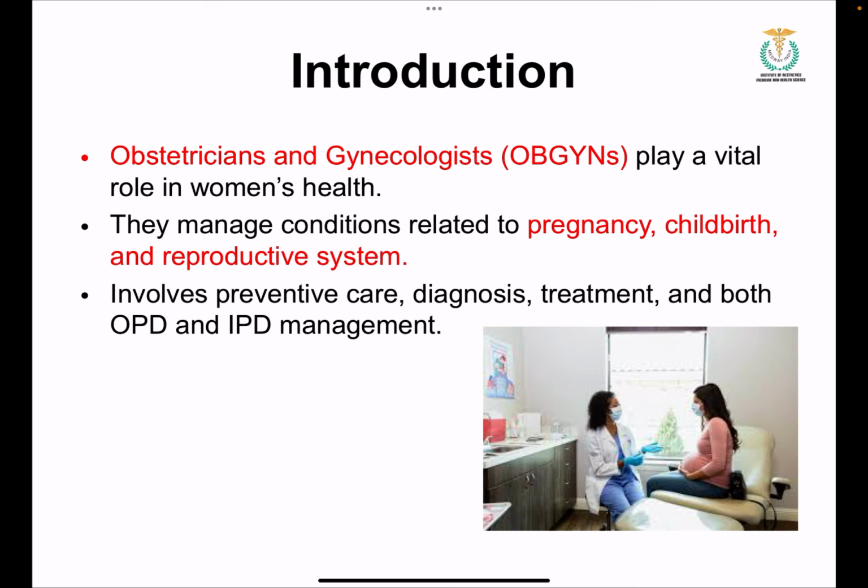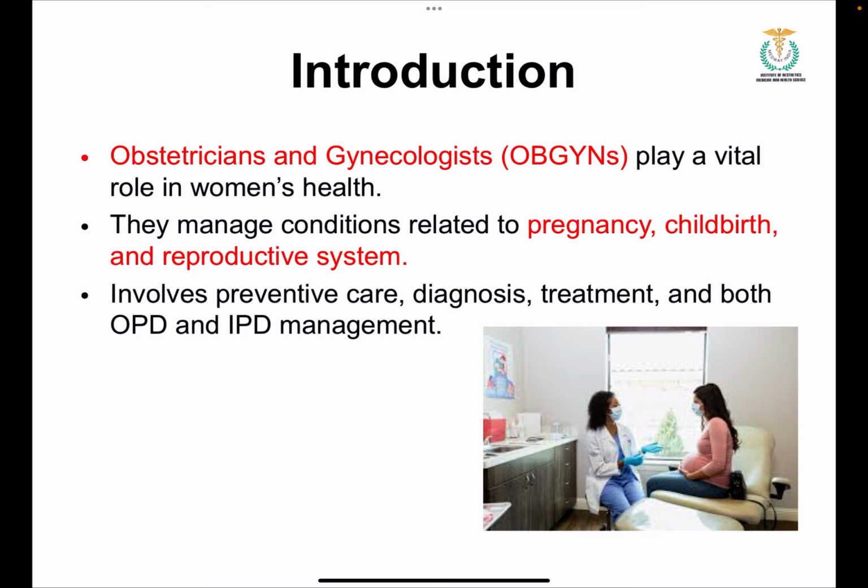Obstetricians and gynecologists, also called OBGYNs, play a very important role in women's health across all the stages. In adolescence, they help with menstrual problems, anemia, and reproductive counseling. In reproductive years, they are involved in antenatal care, childbirth, contraception, and infertility treatment. Later in life, they also manage menopause, osteoporosis, and cancer screening. So the scope is not restricted to pregnancy alone.